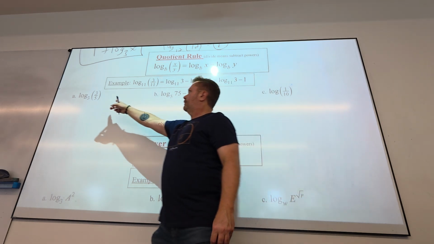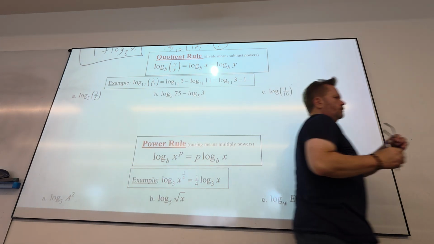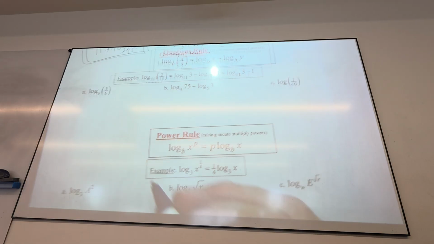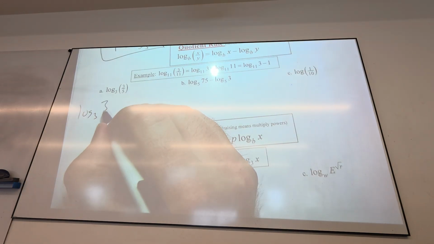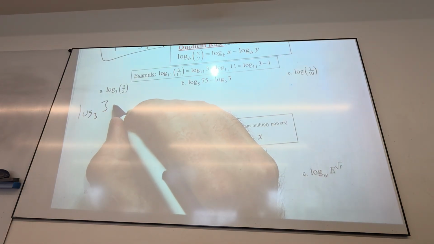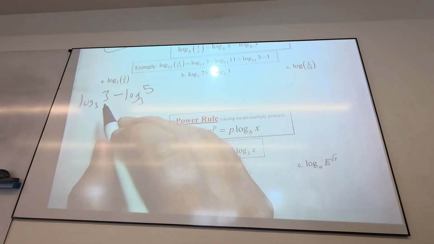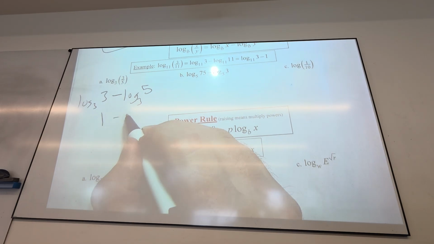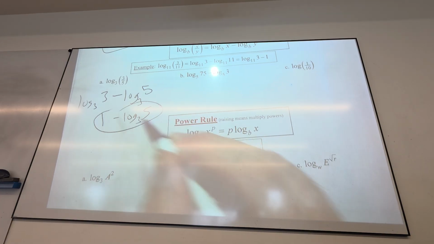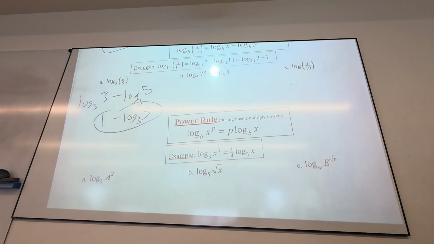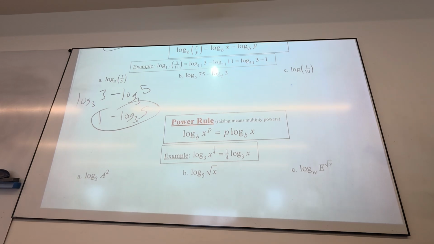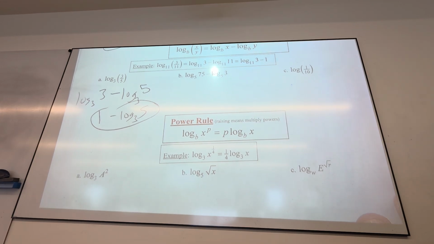So of course, how do I rewrite this? Log base 3 of 3 minus log base 3 of 5. Log base 3 of 3 is 1. Log base 3 of 5 is, I don't know. Okay. So we do the part we can, we leave the part we can't. Same thing we do with square roots, right?